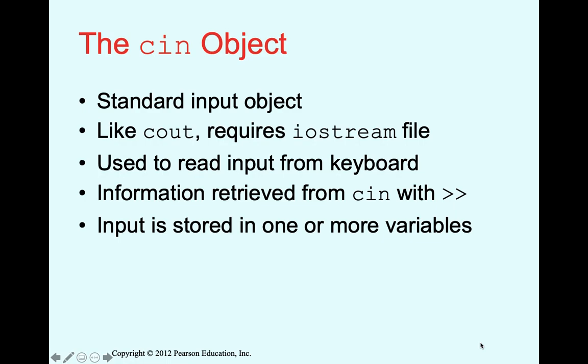So cin is the standard input object. It's the same as cout in the sense that it requires the iostream file. So we need to write #include <iostream> to use cin. It's used to read the input from the keyboard. So we write cin, and this cin will direct the input to some variable. The input will be stored in one or more variables.